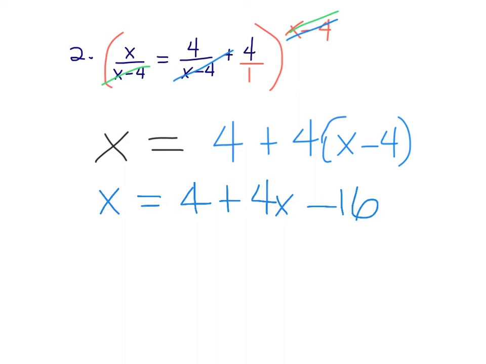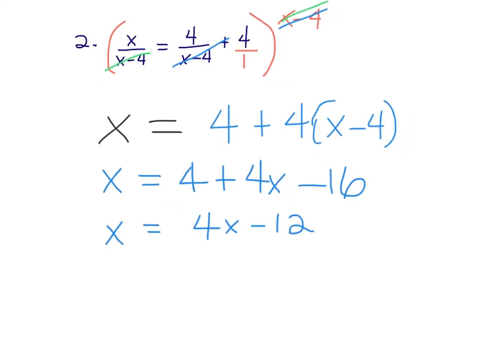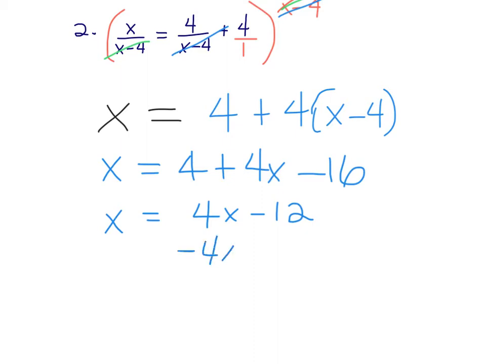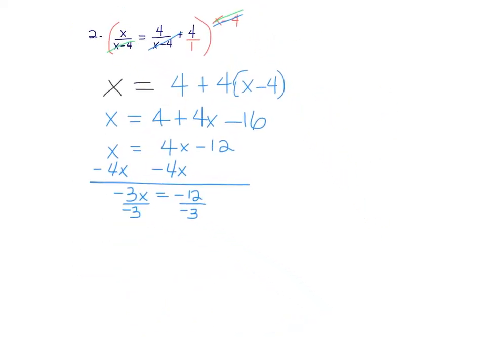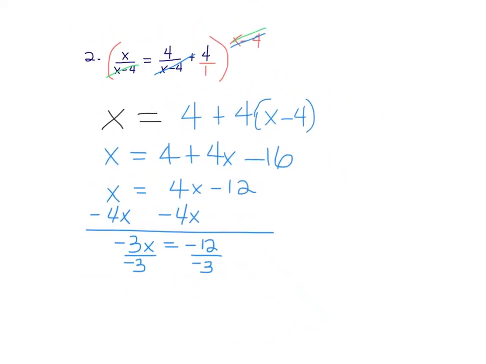I can group the 4 and the negative 16 and get negative 12. I then have to move the 4 over and get negative 3x. Divide by negative 3. And I get x equals positive 4. I need to check it.